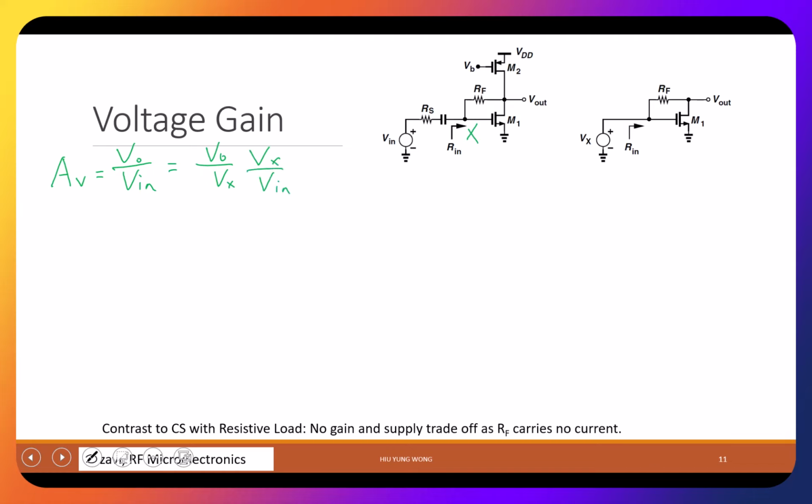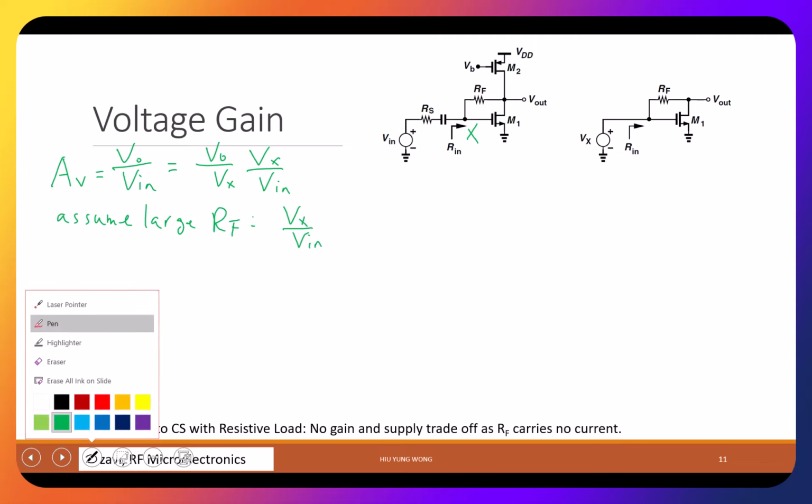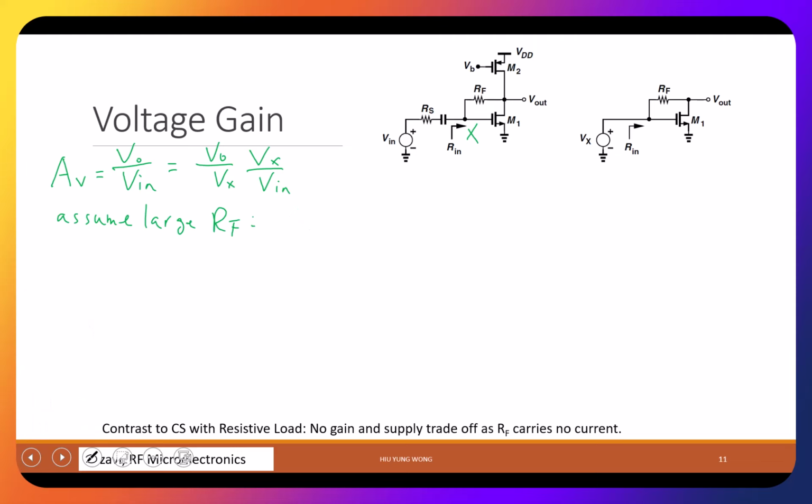Step by step. Why do I do this? I do this just because I already have the equation for that. Because Vx has nothing to do with RF. And when RF is large, I can ignore it, okay? So I'm going to assume very large RF, like infinity. It's just that you don't have RF, right? So in that case, what is the gain of the second part? No, Vout divided by Vx. What is the gain of the second part?